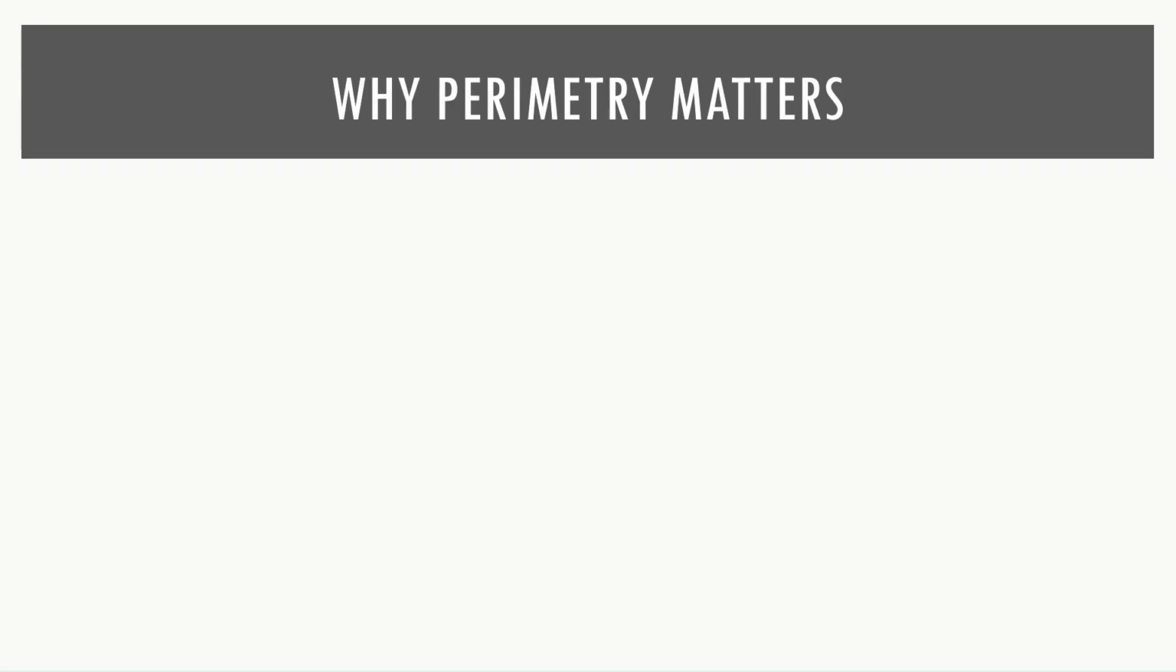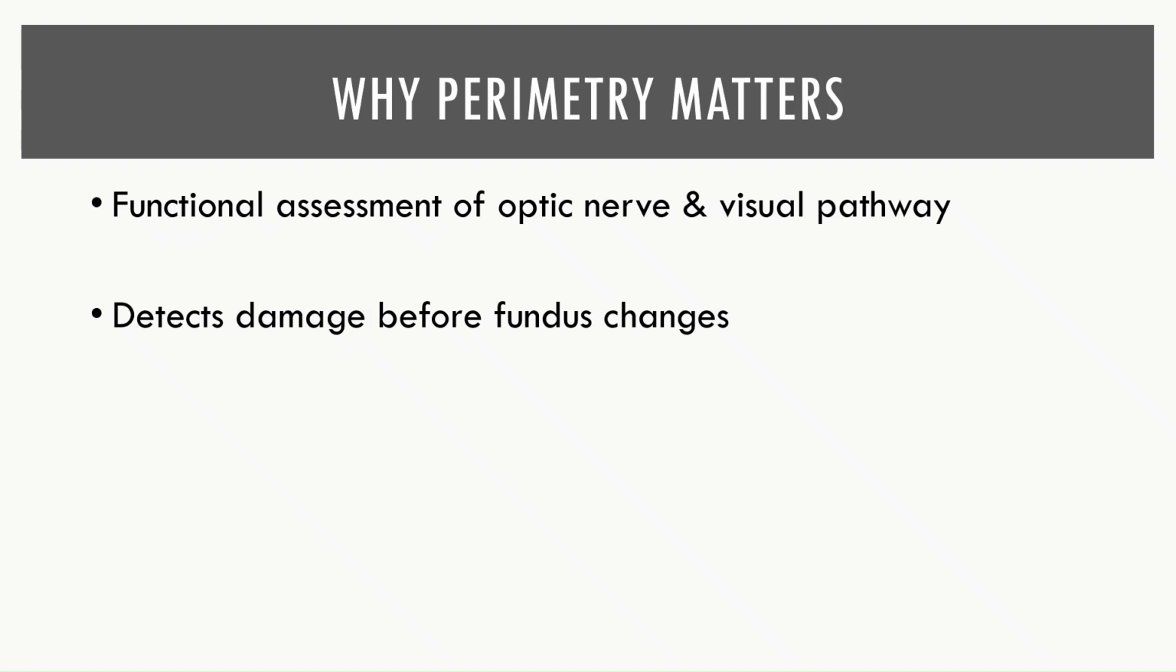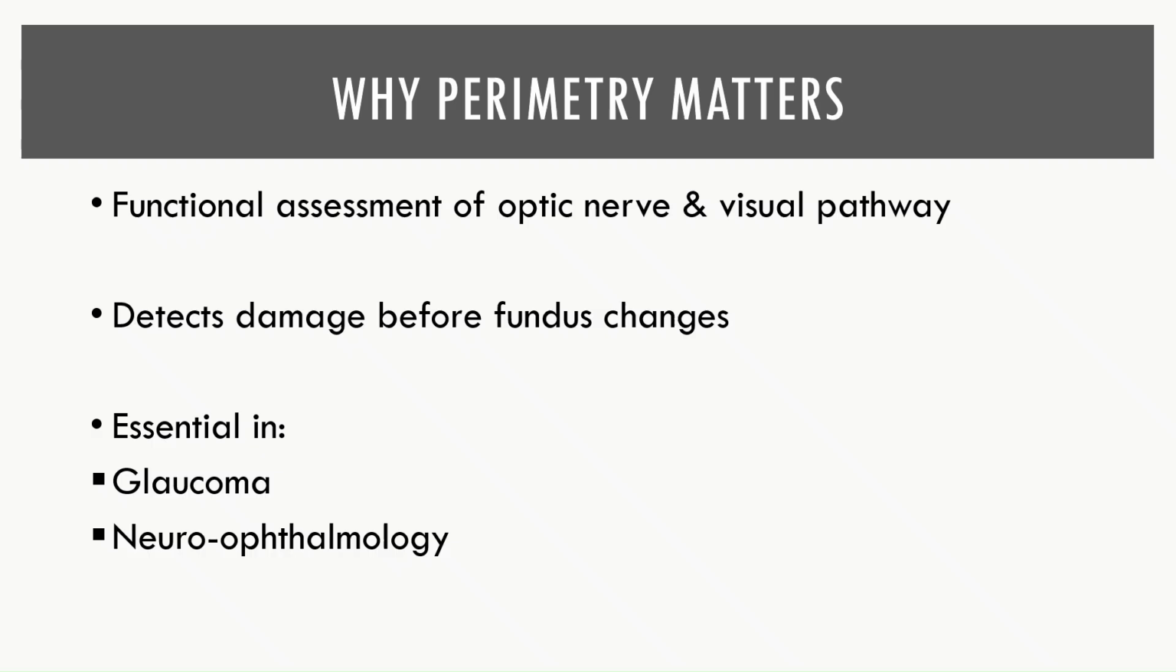Perimetry is a psychophysical test used to evaluate the visual field. It plays a crucial role in diagnosing and monitoring glaucoma, optic nerve disorders, and retrochiasmal lesions. Perimetry is not optional. It detects functional loss before structural damage, especially in glaucoma and compressive optic neuropathies. If you can't interpret a field, you don't understand the disease.